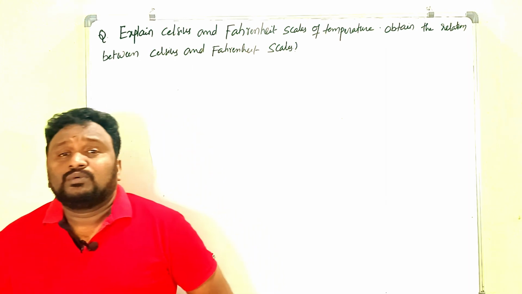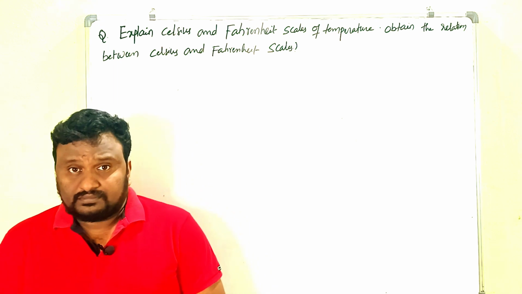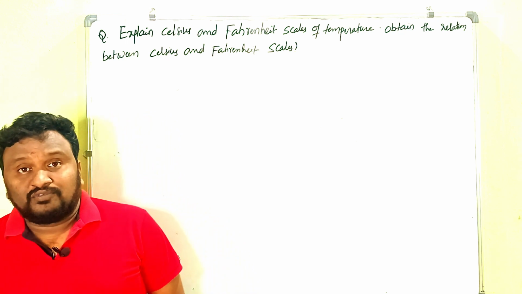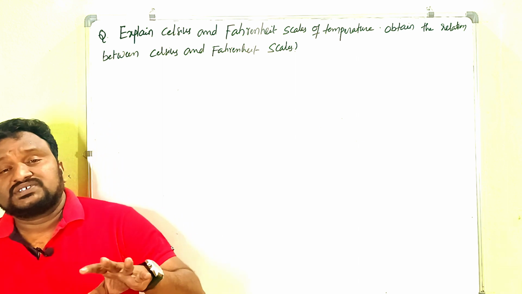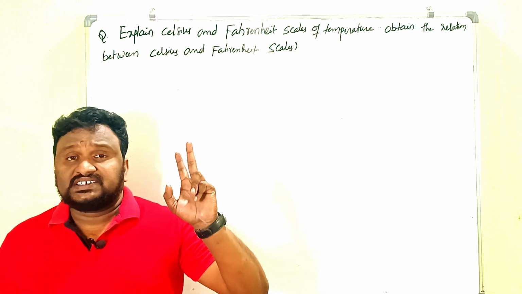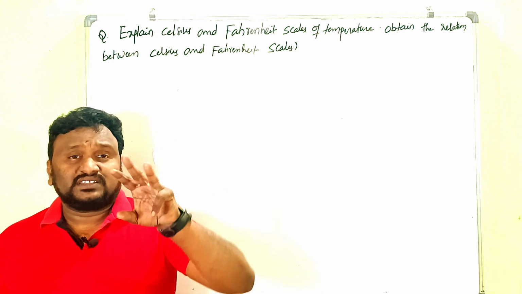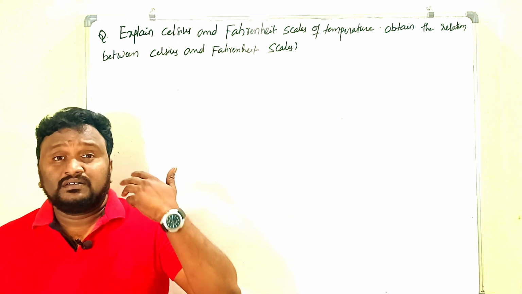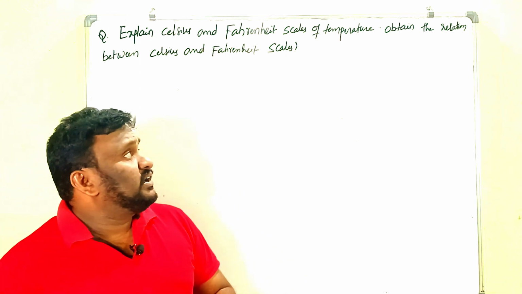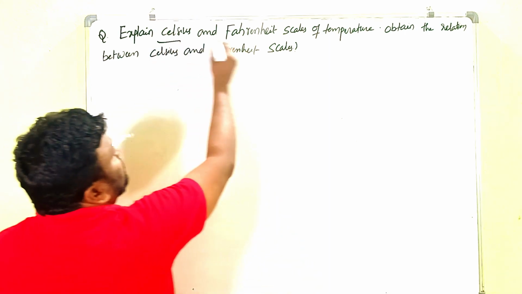So already we know what a thermometer is. It is a device used to measure temperature. So what is the Celsius scale and what is the Fahrenheit scale? Dear students, to measure temperatures, there are three kinds of scales: one is Celsius, next is Fahrenheit, and next is the Kelvin scale. In this question we are going to discuss only the Celsius and Fahrenheit scales.